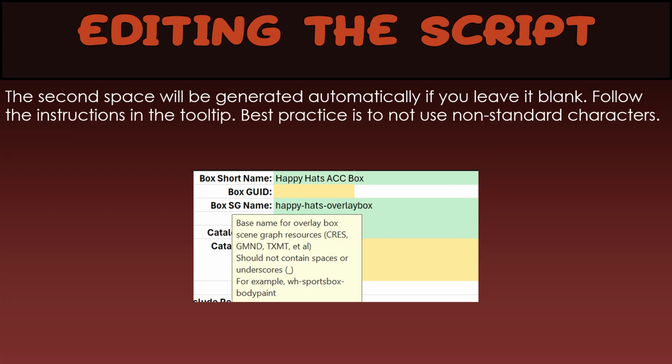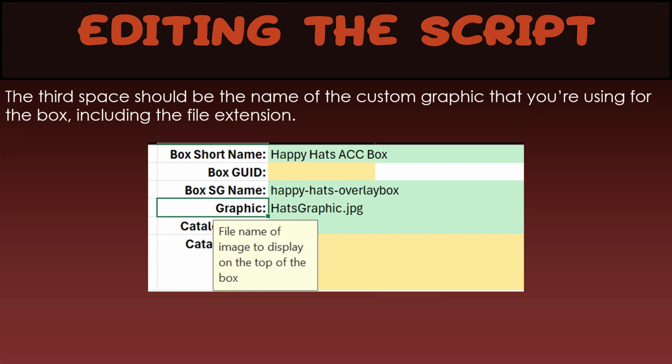Then the second space, well, if we skip over box GID, the second space where it says box SG name, this is what it actually names the project in the scene graph. So it needs to have a unique scene graph name in order to appear separately in the catalog. And then best practice, don't use non-standard characters and don't use underscores. We skipped over the GID because if you just leave that blank, then DBPF Scripter will generate a GUID automatically. So we just leave that like so.